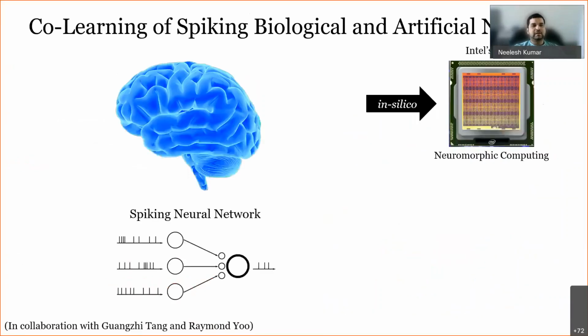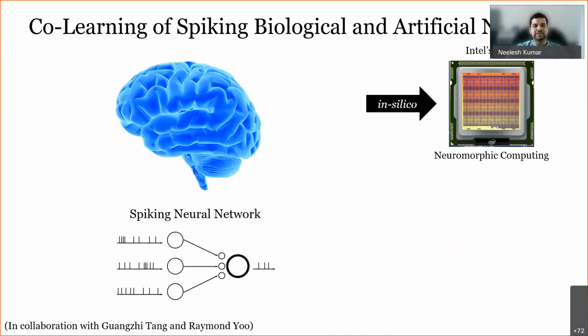A central goal in our lab is to develop spiking artificial networks that can co-learn with their biological counterpart. This introduces a new type of interaction between biological intelligence and artificial intelligence. And we are fortunate to be one of the handful of research sites in the world to have a neuromorphic processor.